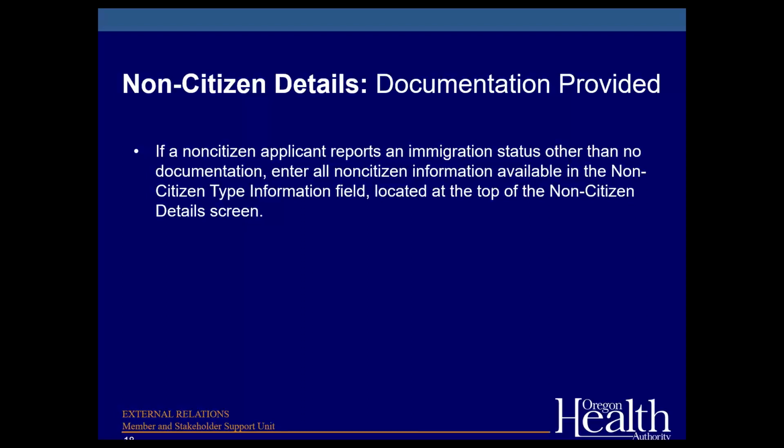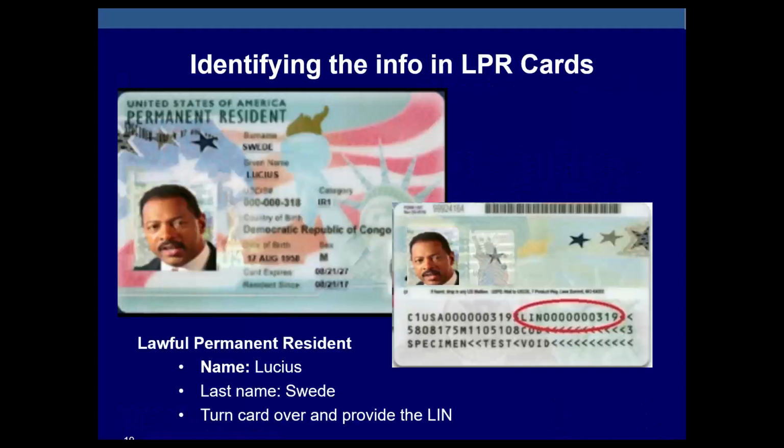Non-citizen details, so documentation that is provided. If a non-citizen applicant reports an immigration status other than no documentation, enter all non-citizen information available in the non-citizen type information field located at the top of this non-citizen detail screen. And then next, I'm going to talk to you about identifying the information in an LPR card.